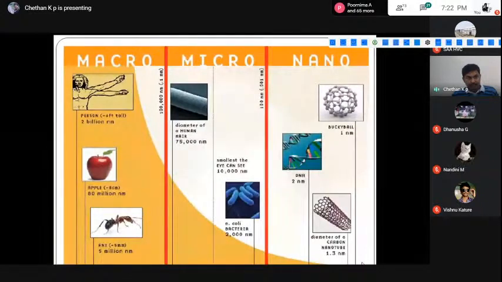A human being, a person 6 feet tall, will measure around 2 billion nanometers. An apple will measure around 80 million nanometers. When you say micro, our human hair is 75,000 nanometers, and E. coli bacteria is 2,000 nanometers.